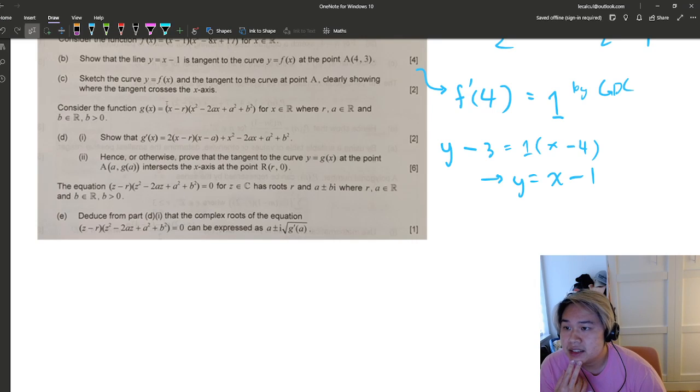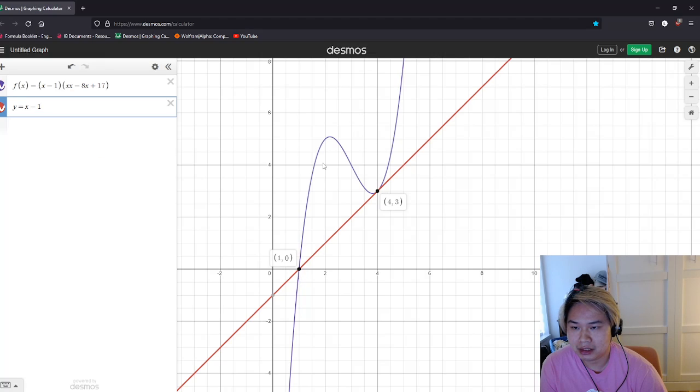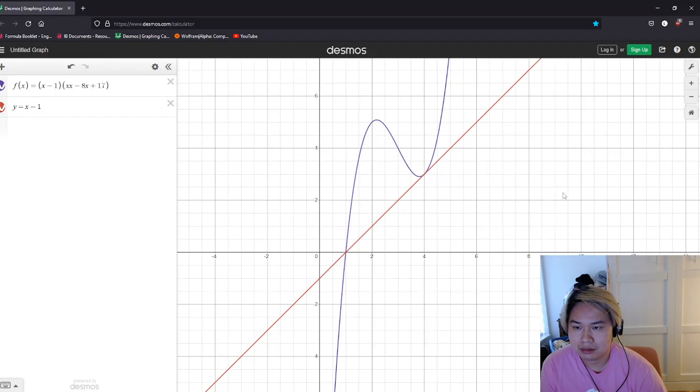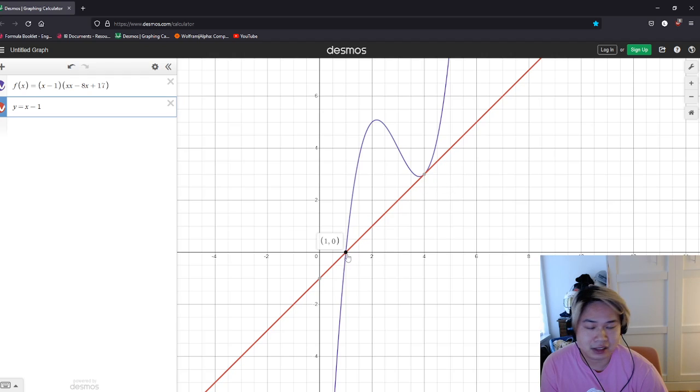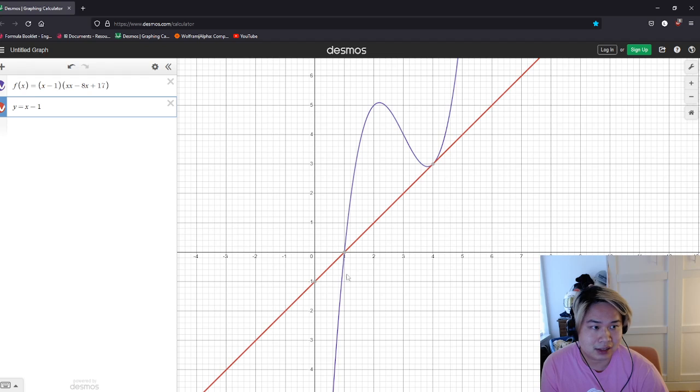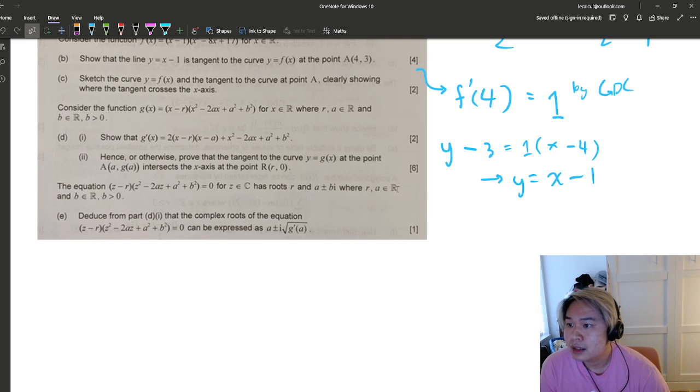Okay, and then sketch the curve of f and the tangent of the curve at point A, clearly showing where the graph crosses the x-axis. Oh, so right there. So you just sketch this out, clearly showing where it crosses the x-axis, which is also where the actual function crosses the x-axis. Okay, there you go.